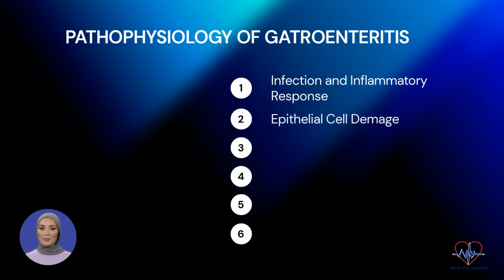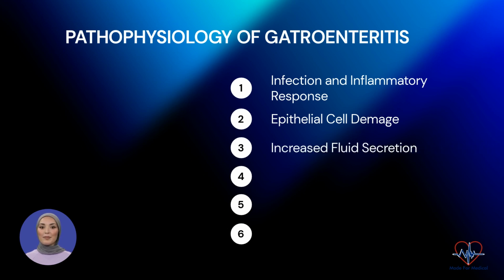Epithelial cell damage. The infectious agents cause damage to the protective barrier of the gastrointestinal tract, primarily the epithelial cells that line the inner surface. They can disrupt the integrity of the epithelial layer, compromising its normal functions, including absorption and secretion. The damage triggers an inflammatory response in the affected area.